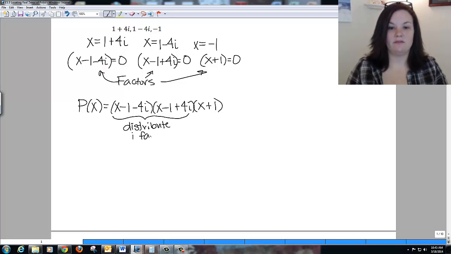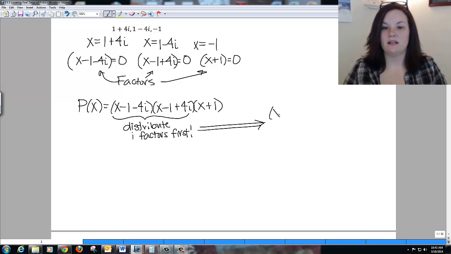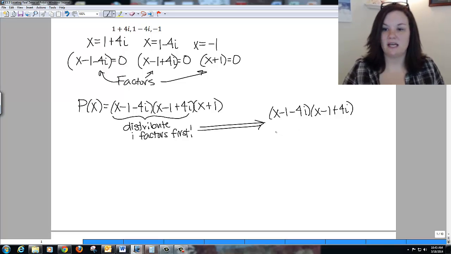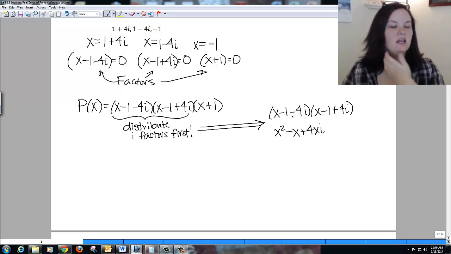Distribute the i factors first. I'm going to move over here just so that I have some room to do that. So x minus 1 minus 4i times x minus 1 plus 4i. When I start distributing, x times x is x squared, x times -1 is -x, x times 4i is positive 4xi. And I'm going to write these in columns so it makes it a little bit easier. If you want to write it all out as one list of terms, that's fine.